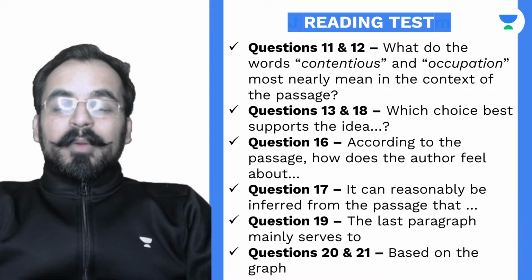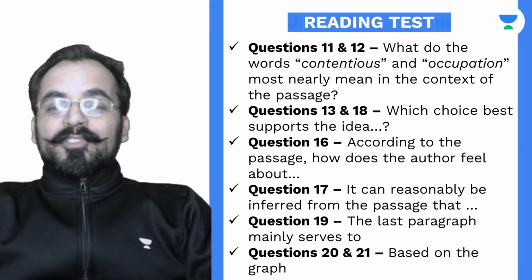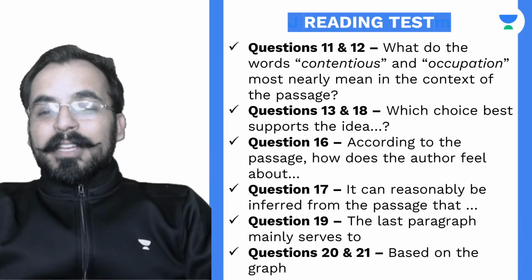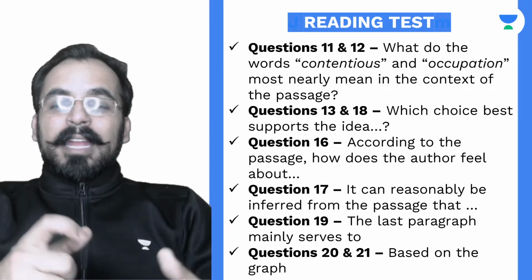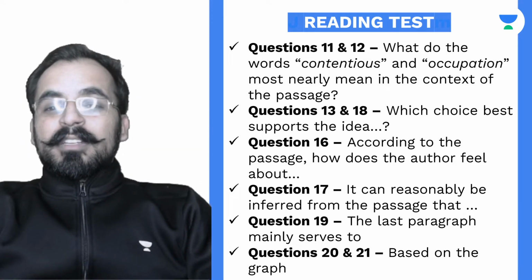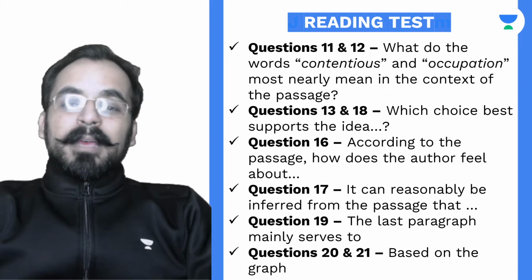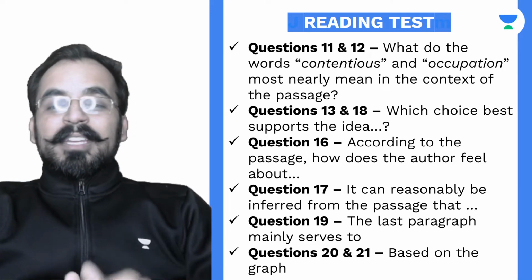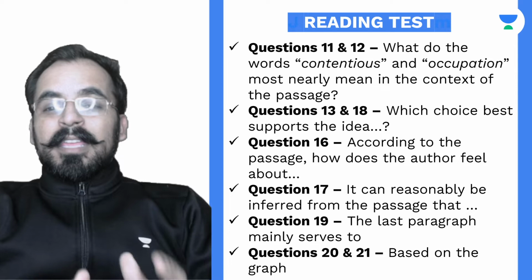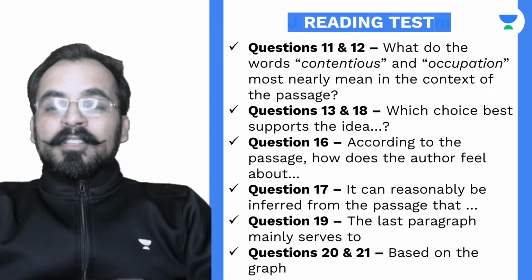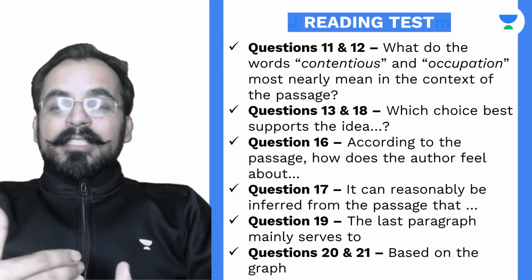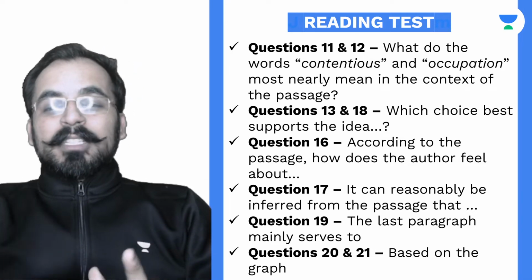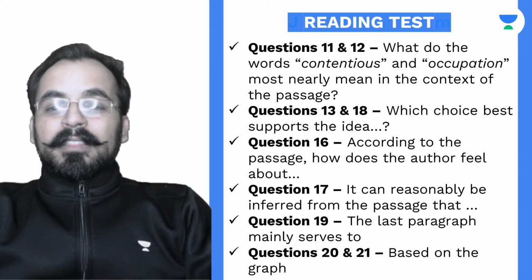Now let's come to the question wise distribution of this passage. Questions 11 and 2 were vocabulary and context questions. You had to tell what the words contentious and occupation mean in the context of the passage. Questions 13 and 18 were based on support of the idea. You were given options and you had to select the choice which best supports the idea given in the question.